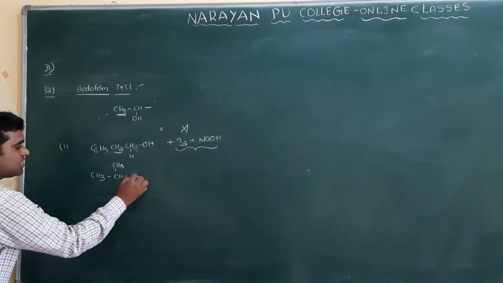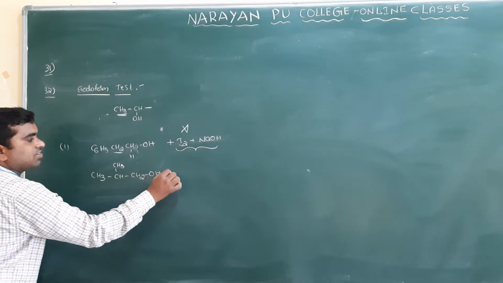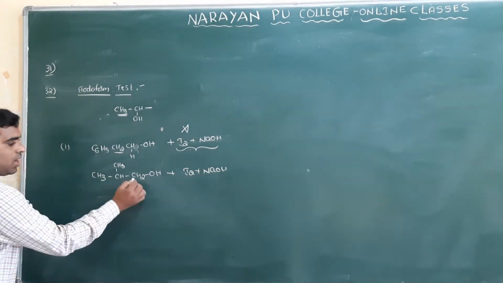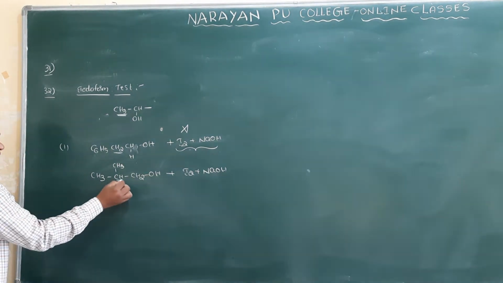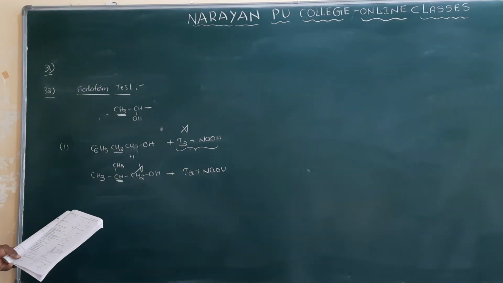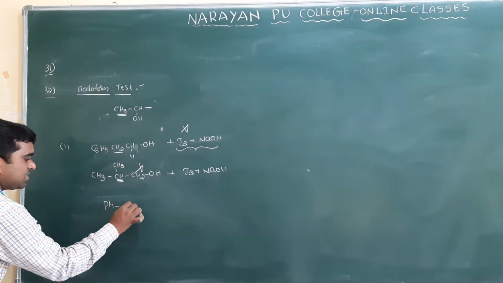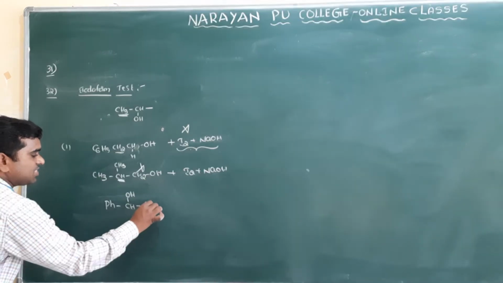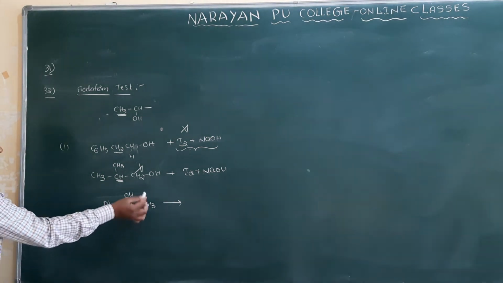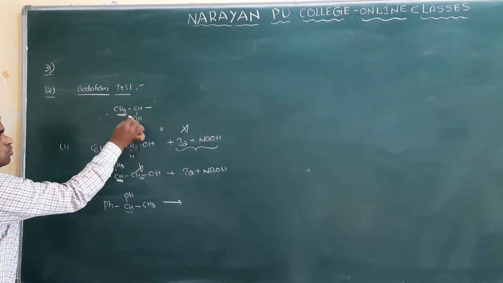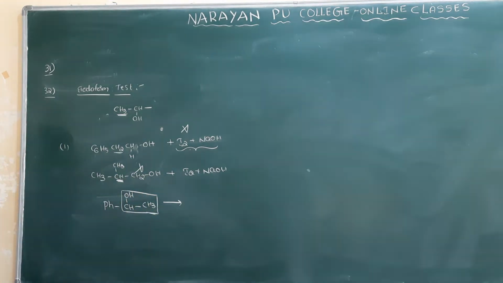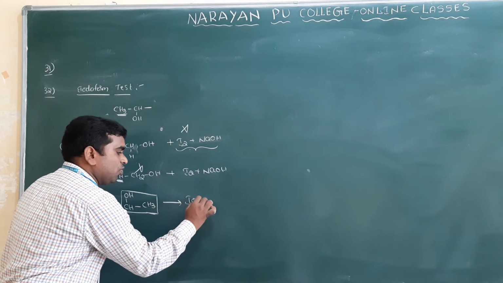CH3CH2OH. Will it give the iodoform test here, the yellow precipitate? No, it won't give. Why? Because CHOH is there, but here the group that should be present is CH3, so it won't give. Next one is Ph, CHOH and CH3. Will it react with iodine and NaOH? Yes. Why? Because CHOH with CH3 group is present here, so that's why it gives the iodoform test.